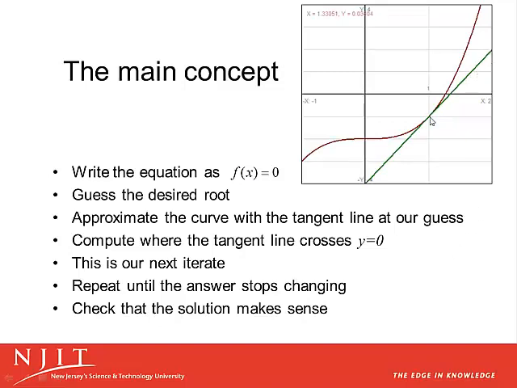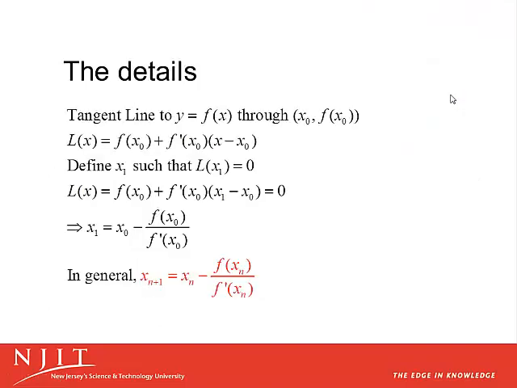So here's what we're doing at the point that we're guessing. We draw the tangent line. We see that the tangent line crosses the x-axis over here, and that would be our next iterate. How do we work through the details? Well, we want the tangent line to y equals f of x through our initial point, x naught, f of x naught. So we write the equation of that tangent line, the linearization, f of x naught plus the derivative f prime of x naught times x minus x naught. And we define x1 to be the point where that line crosses the x-axis.